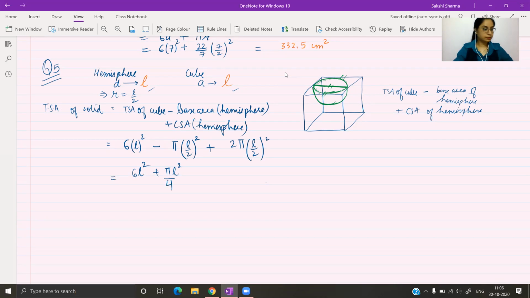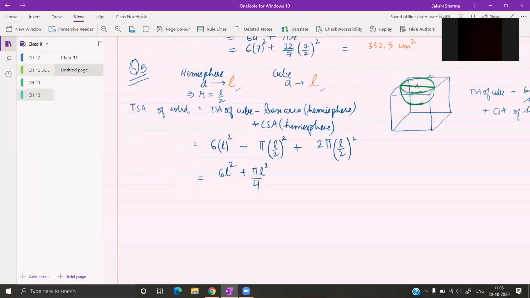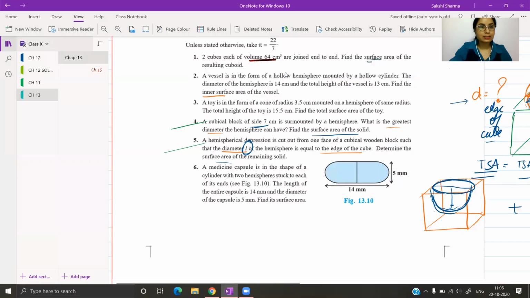Is it the answer? You can take the LCM if you want, or you can leave it as such. You can take L square common and then simplify. If you like, you can just leave your answer as such. Please check if the answer is... Yes, ma'am, it's the answer. Okay. Anyone who's writing, maybe you've done already. No, ma'am. That was a very quick answer.